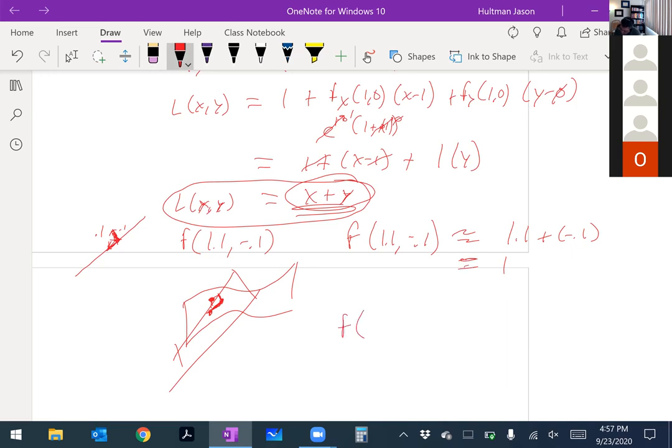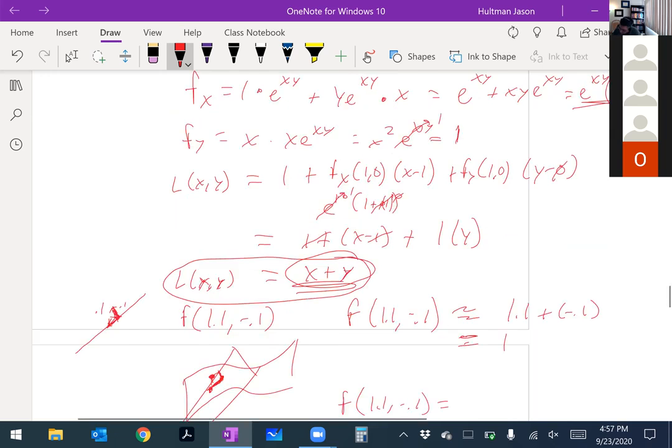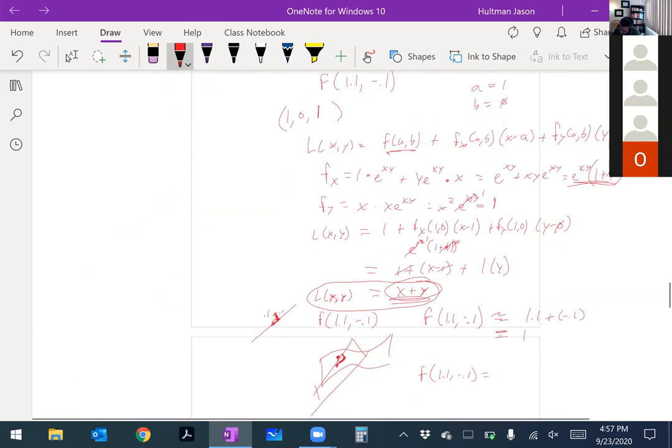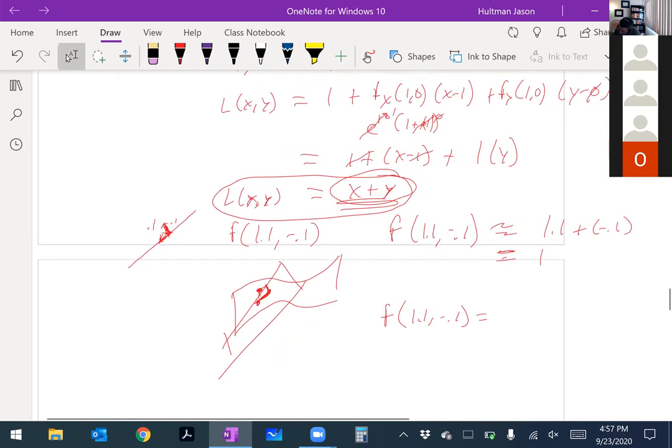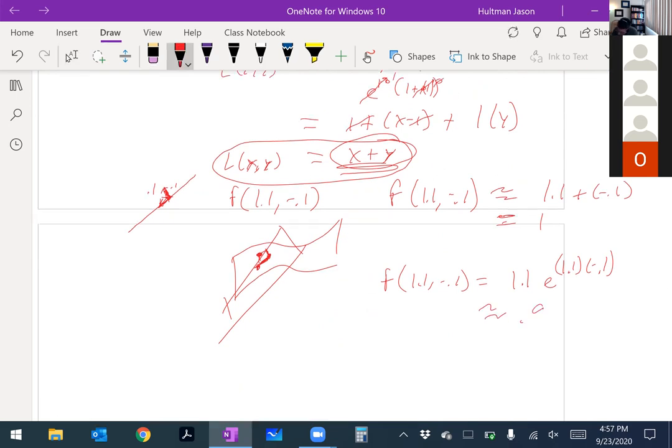What would be f of 1.1, negative 0.1? Let's plug that into our original function, x e to the xy. If I plug that into a calculator, I get approximately 0.98542, which is really close to our approximation.